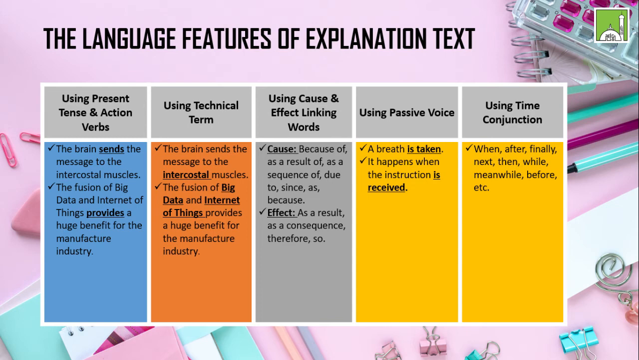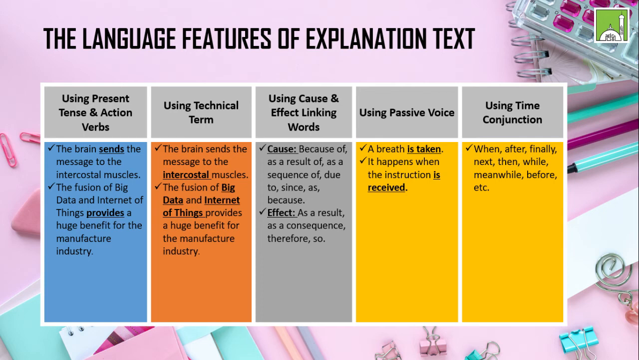Alright. Another important piece of information that you need to know about explanation text is the language features. Language features is basically the language that you need to pay attention to in an explanation text, because you will use that or you will see that often. The first one, in an explanation text, you will use lots of present tense and also action verbs.